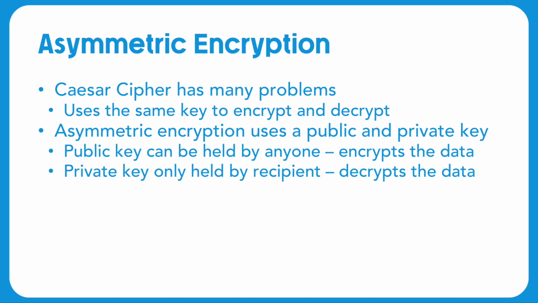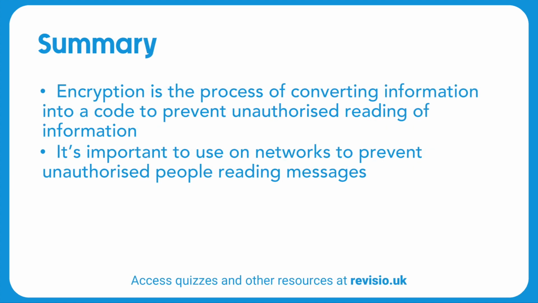So, in summary then, encryption is the process of converting information into a code to prevent unauthorized reading of information. It's an incredibly important tool that's used on networks to prevent unauthorized people from reading messages that they shouldn't be able to access.